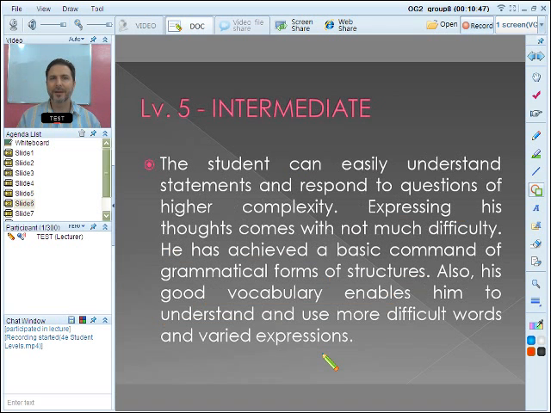Okay, let's go on now to the intermediate level, and this is a level that many language teachers enjoy because it means that this student can basically participate in conversations and even discussions. This student can respond to questions fairly easily. You don't have to really repeat anything. They don't have a lot of difficulty expressing their thoughts. And they do have a basic command of grammar. They can mix and match and do with it what they need to do in communicating.